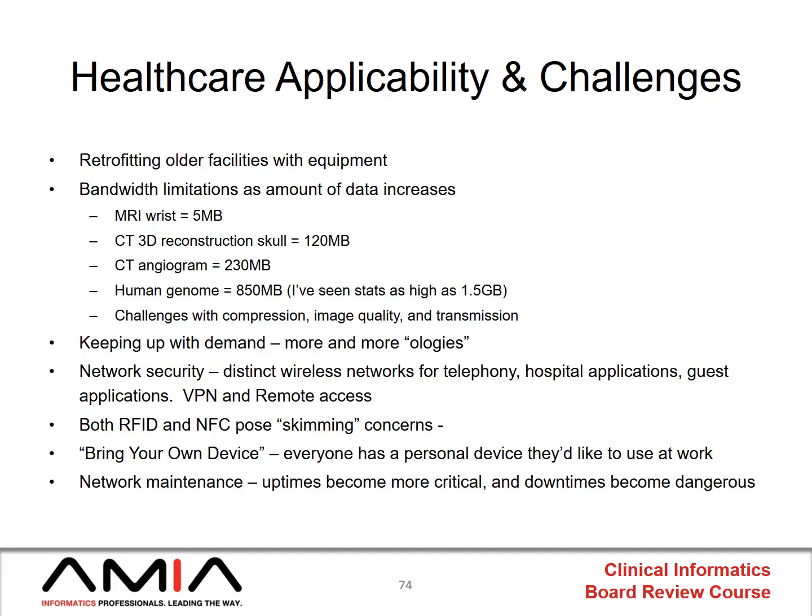With these different tags that are passive, that you can basically tap to log in or tap to pay for something, they do pose concerns about what's called skimming, that if I come into proximity with something, someone might be able to find out information about me that I don't want them to.